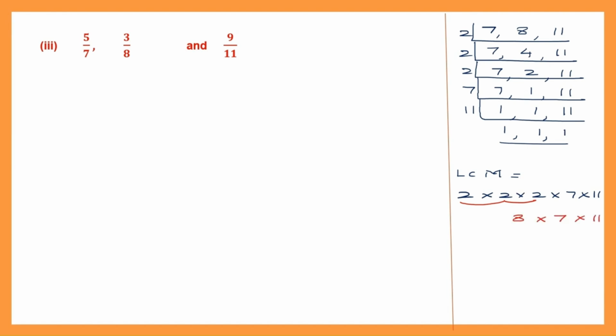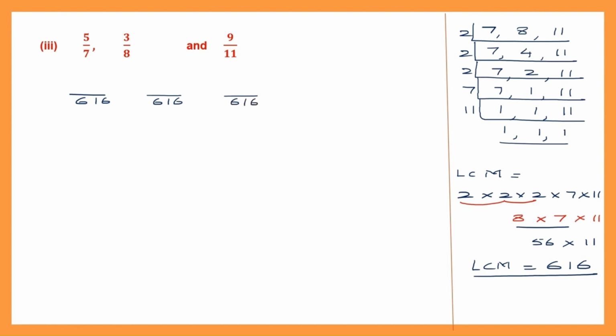So 8 into 7, 8 sevens are 56. 56 into 11 is how much? When you multiply, you will get 616, which is the LCM. So now can you see the LCM of the denominators 7, 8 and 11 is 616. So now all three fractions will have the denominator 616. The first fraction, the second fraction and the third fraction.